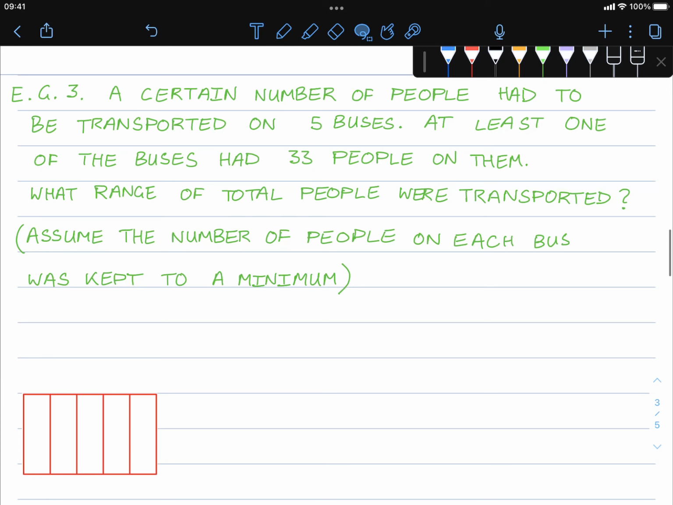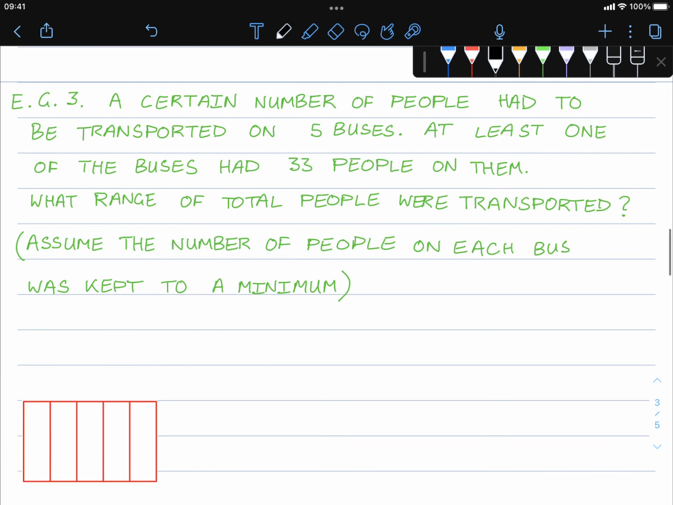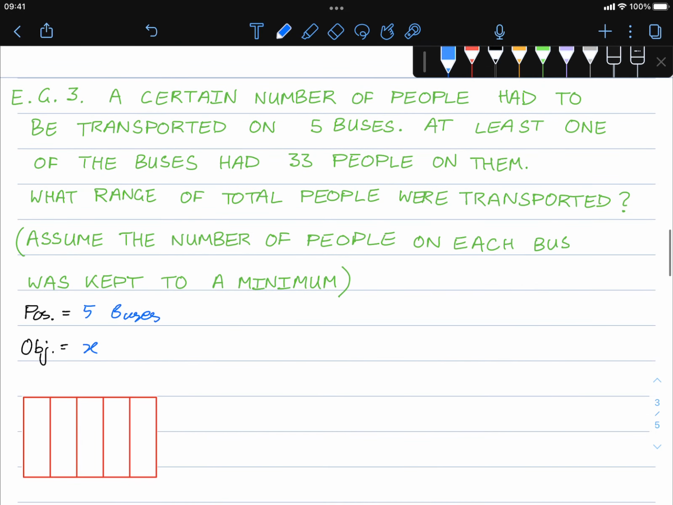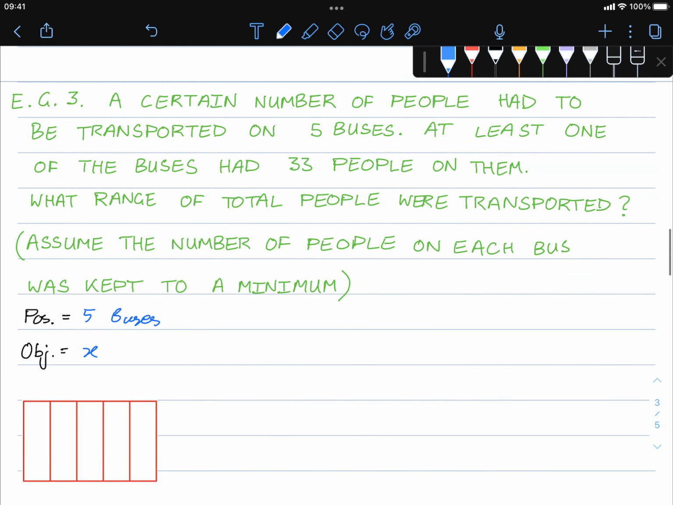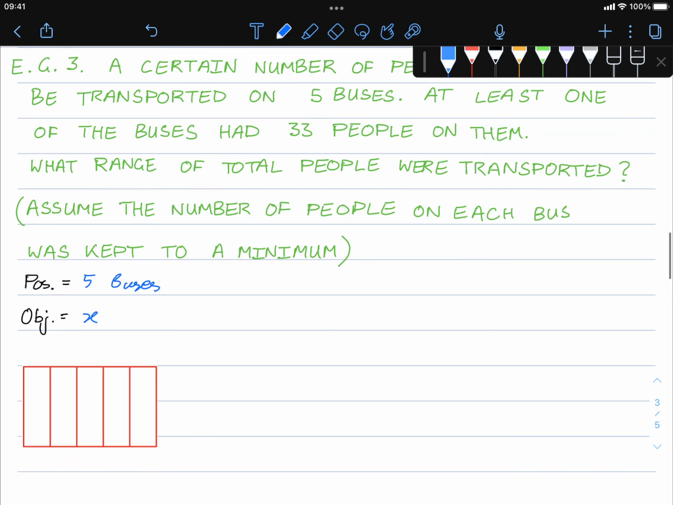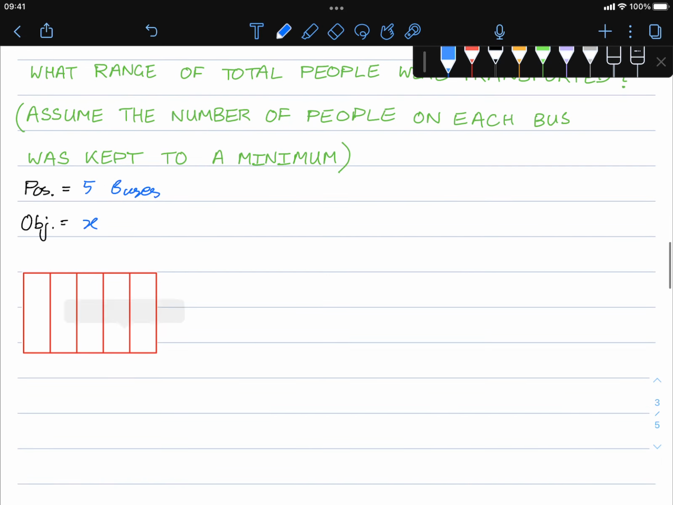Okay, so if we were to do the idea of identifying the positions, in this case it's going to be the 5 buses. And the objects, in this case, if you take a look, we actually don't know. So let's keep that at X. A certain number of people had to be transported in 5 buses, so we don't know how many there are.